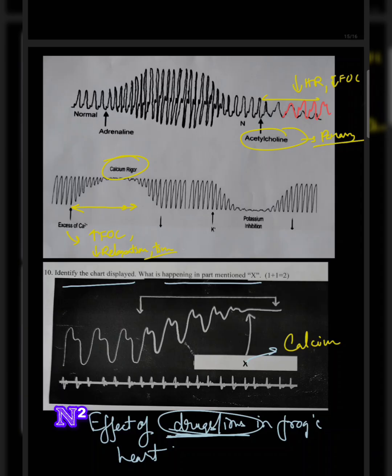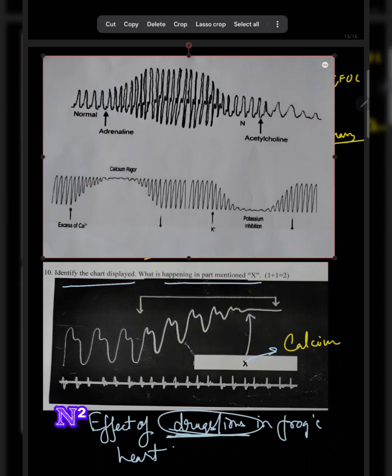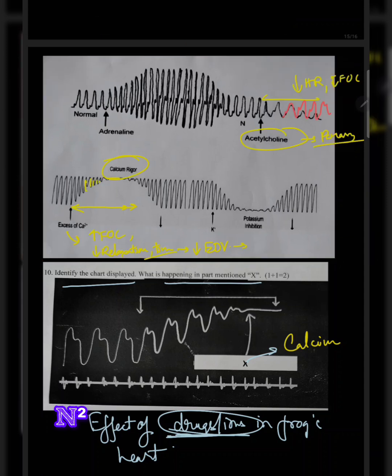As a result there will be a decrease in the end diastolic volume. In spite of the increased force of contraction, there is a lesser amount of blood, so the amplitude keeps on decreasing. A time comes when the heart will remain in a statically contracted position, which is called calcium rigor. It will stop in systole. The heart stops in the systolic phase.